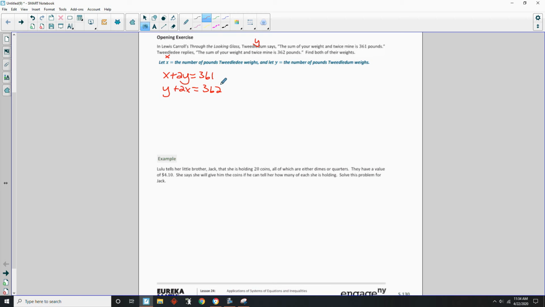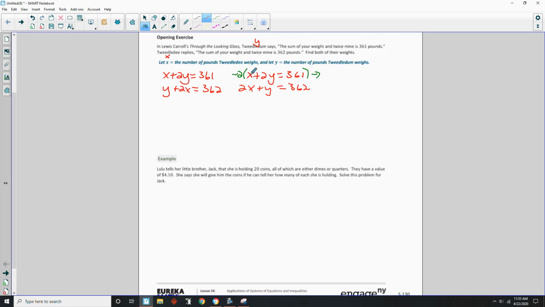So now we have a system of equations, and I'm just going to rewrite them. So we have x plus 2y equals 361. Putting it in standard form, I just need to switch the x's and the y's over here, so I have 2x plus y equals 362. Alright, so I need to solve by elimination. If I multiply the first one by negative 2, then the x's will cancel. So let's do that.